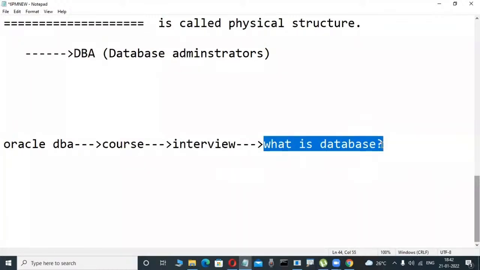Yes, if I am a DBA, I will not say it is a place which stores a structured collection of data, that is the wrong answer. That is the logical side. I am not telling only that. I am telling the physical side.